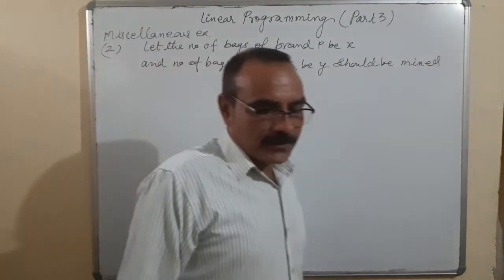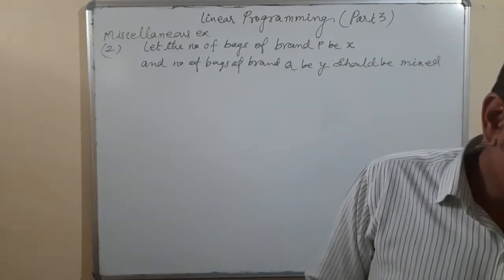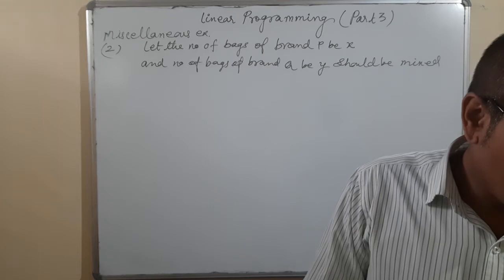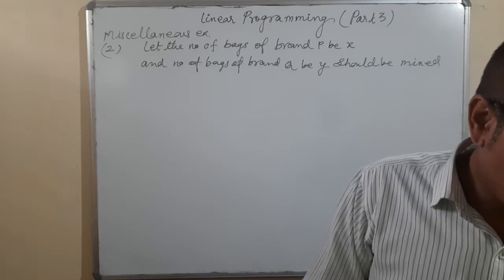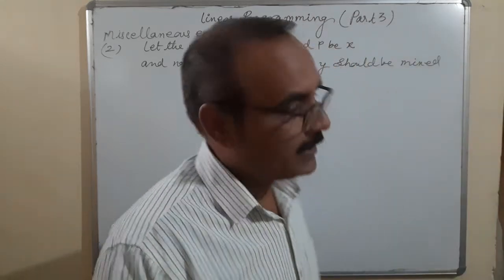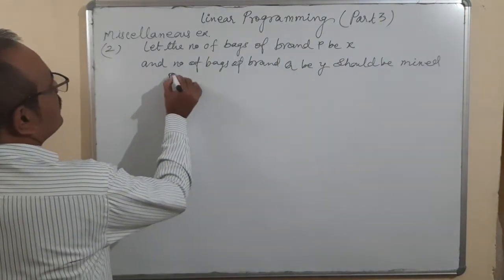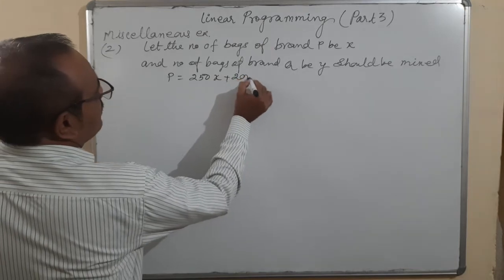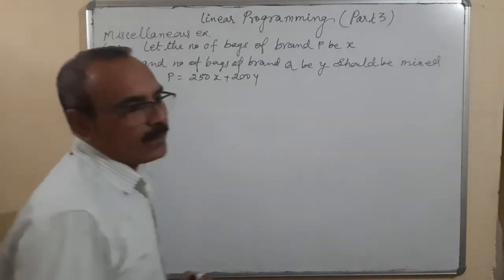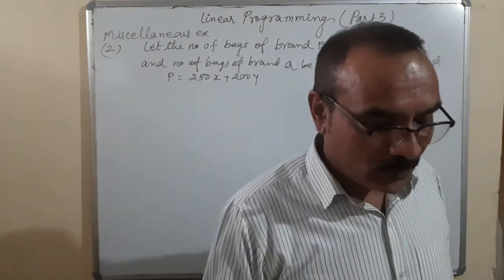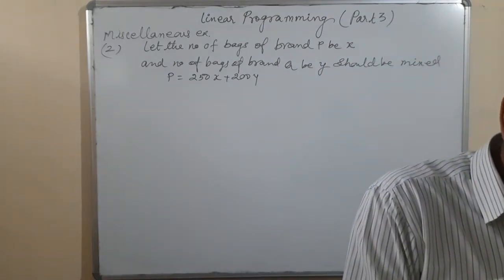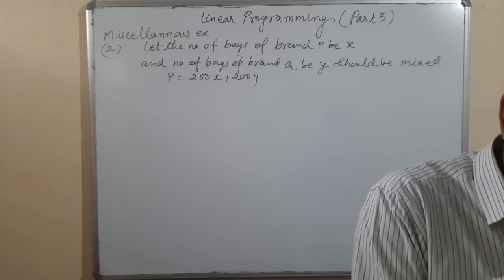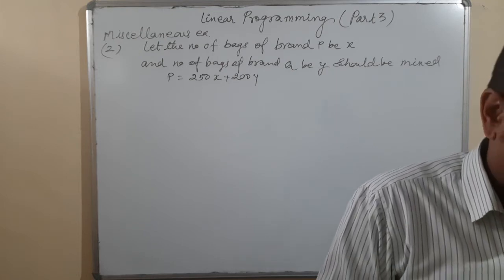So now the costing. It is given that the P brand costs 250 per bag and Q brand is rupees 200. So the cost equation is Z equals 250x plus 200y. This is one thing. And now we are arranging some inequalities. It is given that the minimum requirements of nutrients A, B, C are 18, 45 and 24.